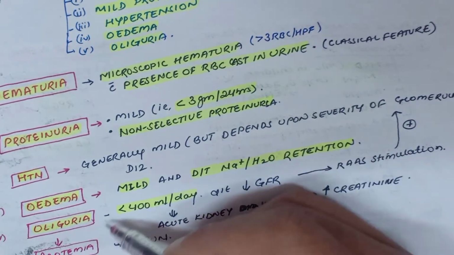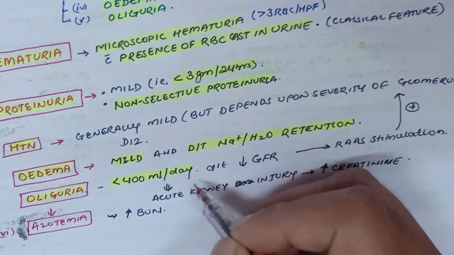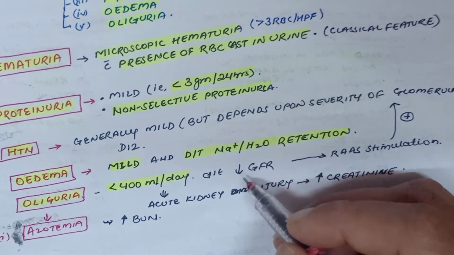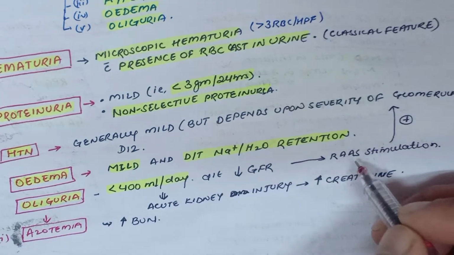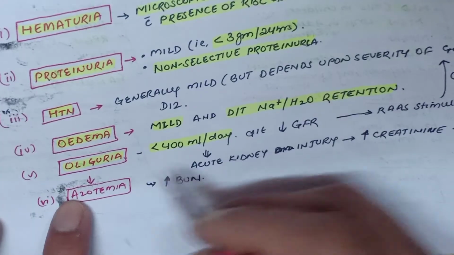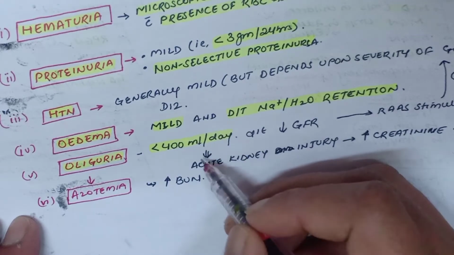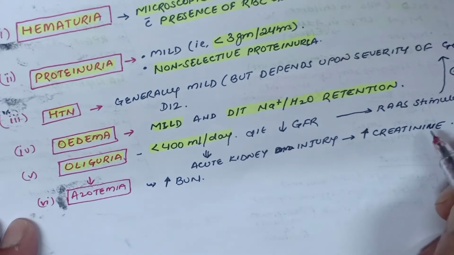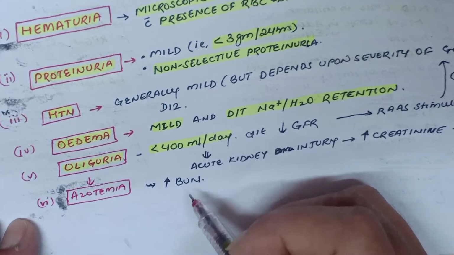And there will also be oliguria. Oliguria is passing less than 400 ml of urine per day, and this is due to decrease in GFR. So when there is decrease in glomerular filtration rate, it will stimulate the renin, angiotensin, aldosterone system, and this will result in hypertension. So passing less than 400 ml of urine per day may precipitate acute kidney injury, and there will be increase in creatinine level. This will finally present with azotemia, where there is increase in blood urea nitrogen.